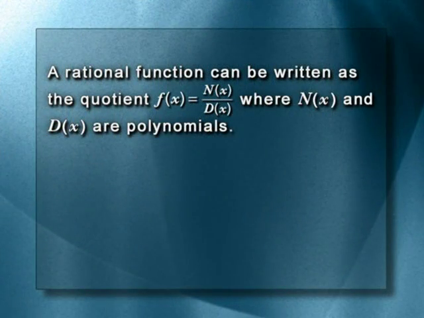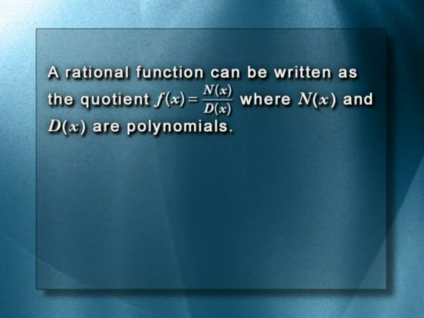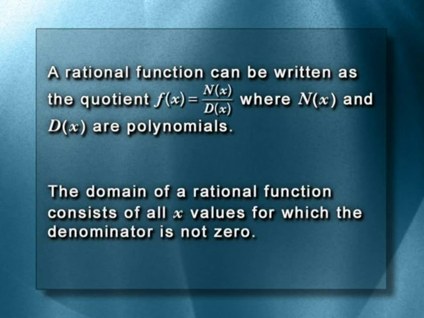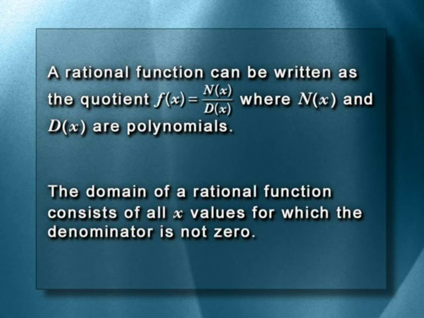So the formal definition of rational function is basically what I just said. It's a function that can be written as a quotient n of x over d of x, where n and d are both polynomials. And the domain of a rational function consists of all x values for which the denominator is not 0. Because remember, you can't divide by 0 in math. So if the denominator is 0 for some x value, that's not going to be in the domain.